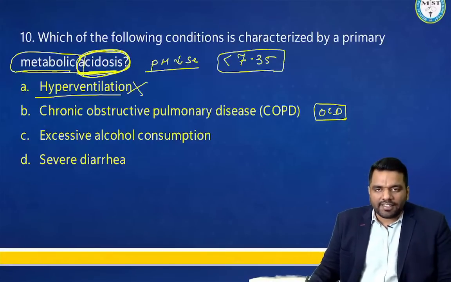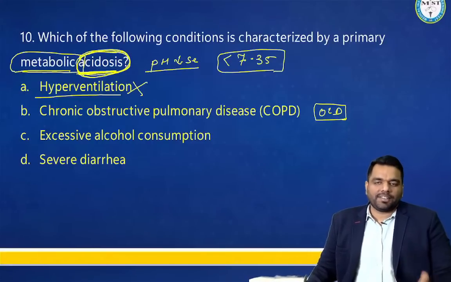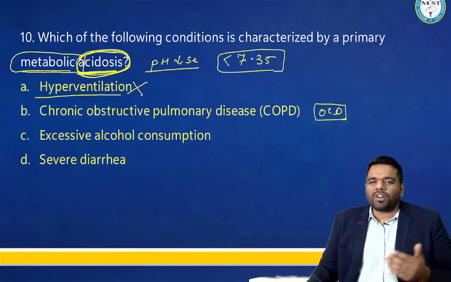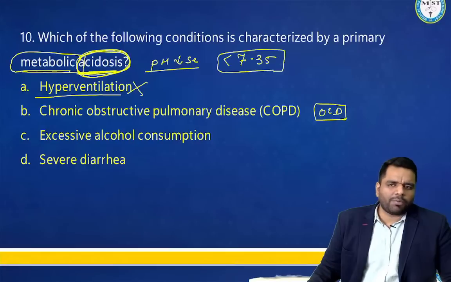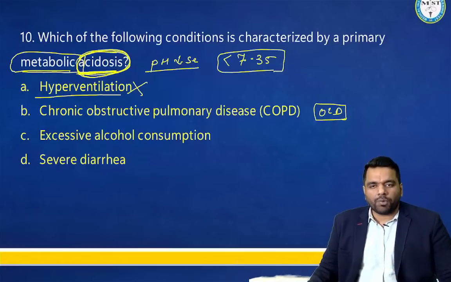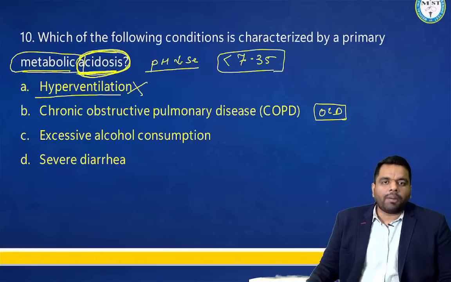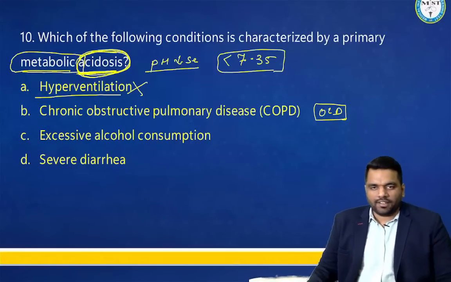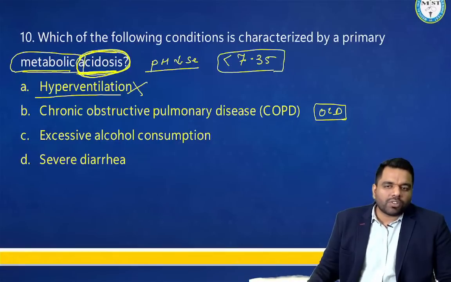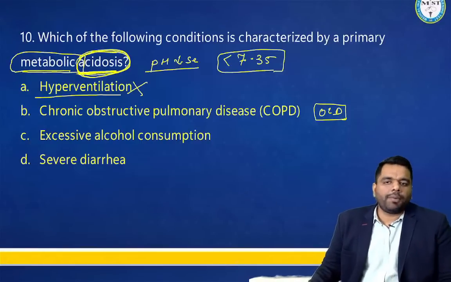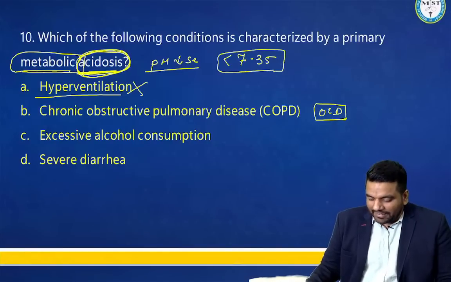Option C, excessive alcohol consumption. Whenever there is excessive alcohol consumption, what happens? More and more acid forms inside the body, like lactic acid, so the body becomes more acidic. But this is not the primary part. In option D, this excessive alcohol will also lead to vomiting. When a person starts vomiting, more acid content goes outside, so the body becomes alkaline again.